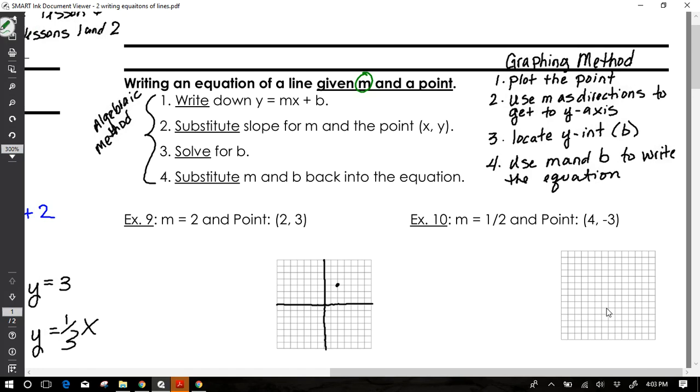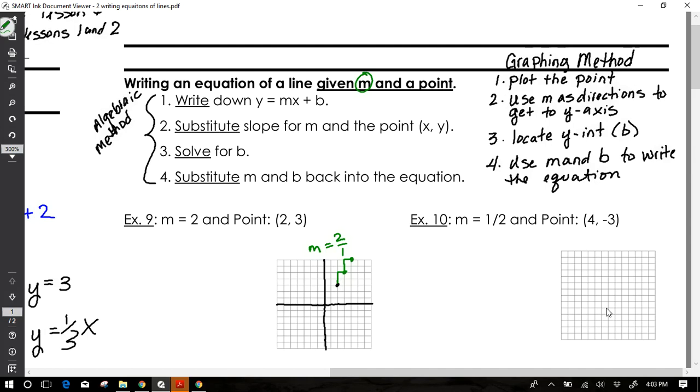Step 2 says use the slope as directions to get to the y-axis. So remember when we're graphing that we want to think of our slope as a fraction, okay? So starting at this point, if I go up 2 and over 1, up 2 and over 1, am I getting closer to the y-axis or further away from it? And the answer is further away from it.